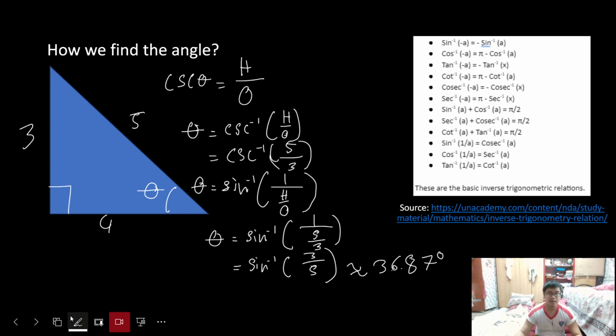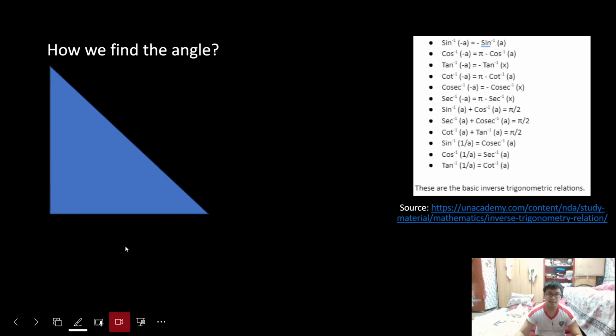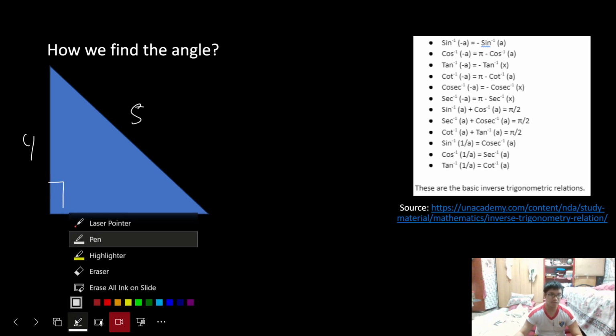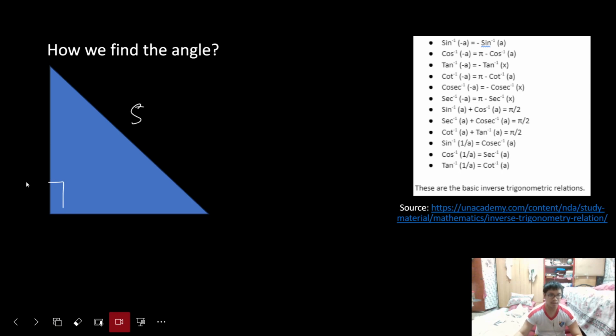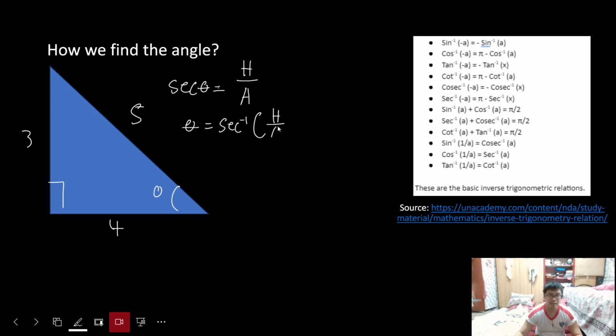Now we will do the same thing to the other trigonometric functions. So let's try secant theta. This is h all over a. If you're going to find the angle here, we can put the secant to the right side. We will have arc secant of h all over a.